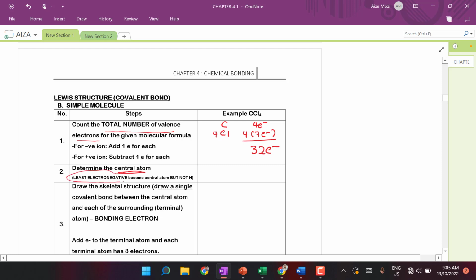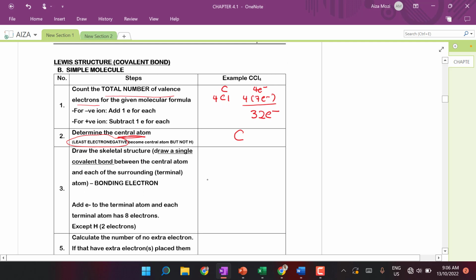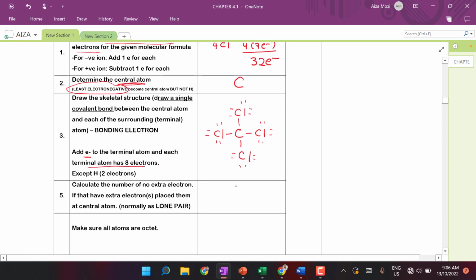So determine the central atom. The central atom must be the least electronegative. So the least electronegative between chlorine and carbon is carbon. Next, draw the skeletal structure. So carbon with 4 Cl. Okay, and then add electrons to the terminals. So the terminal has 8 electrons. In other words, please octet the terminal by adding 6 electrons, so that chlorine is surrounded by 8 electrons. And then you need to calculate the extra electrons. So 32 minus 32. So there are no extra electrons.